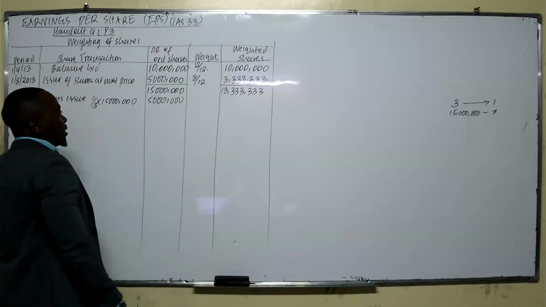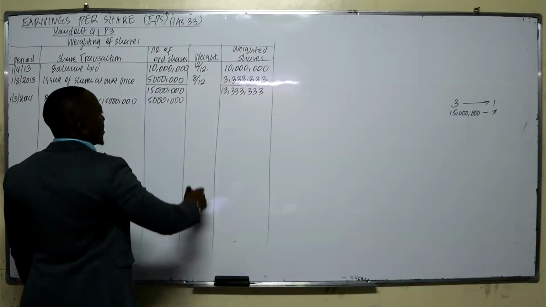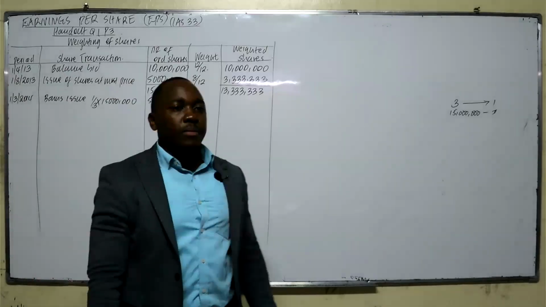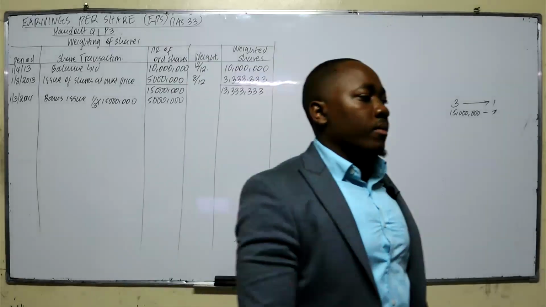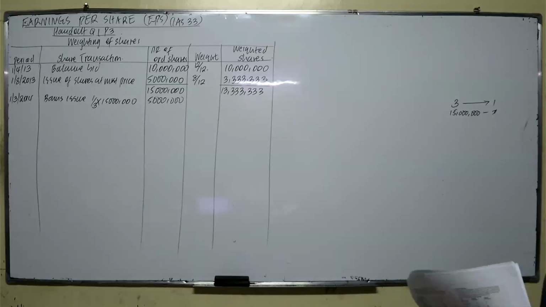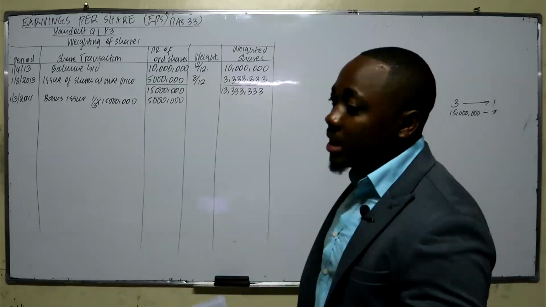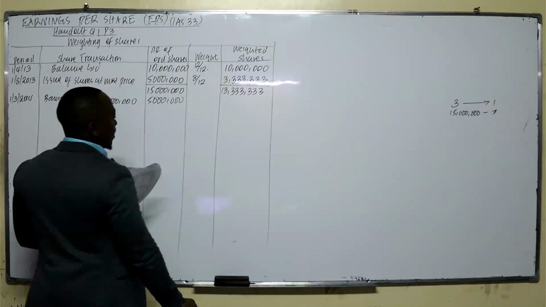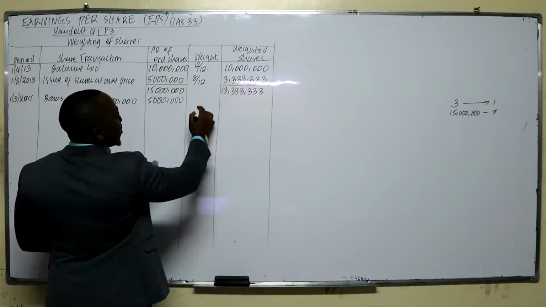Wait, how many months? 1. Can you go back to your notebook? What have you written? Issue of shares at no consideration are not weighted. One example of an issue of shares at no consideration is the bonus issue. You don't weight in this case. So how do you argue? You just cross multiply.